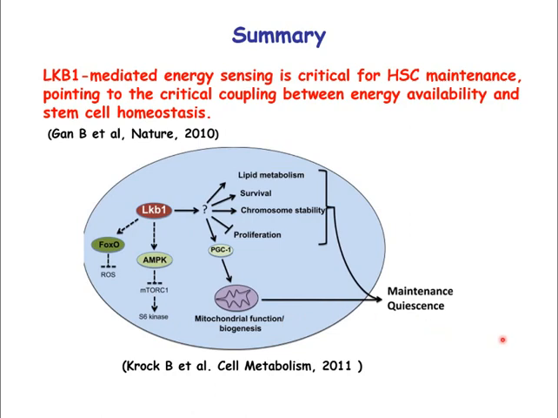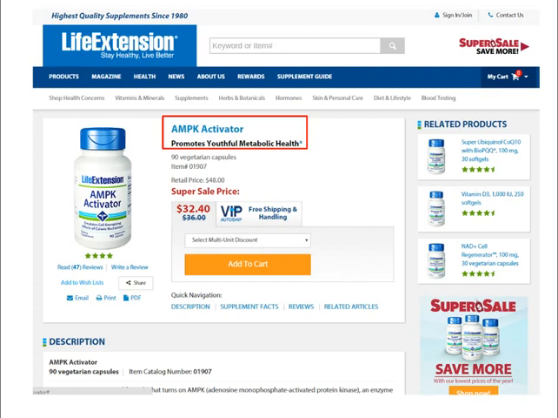So one last point is that this suggests that the AMPK mediated energy sensing checkpoint is important for us to maintain stem cell homeostasis. And we know that stem cell homeostasis also plays a very important role in longevity, in the aging process. So indeed, recently there is an AMPK activator on the market. If you go to, let's say, Walmart, actually you can buy this from the supermarket.